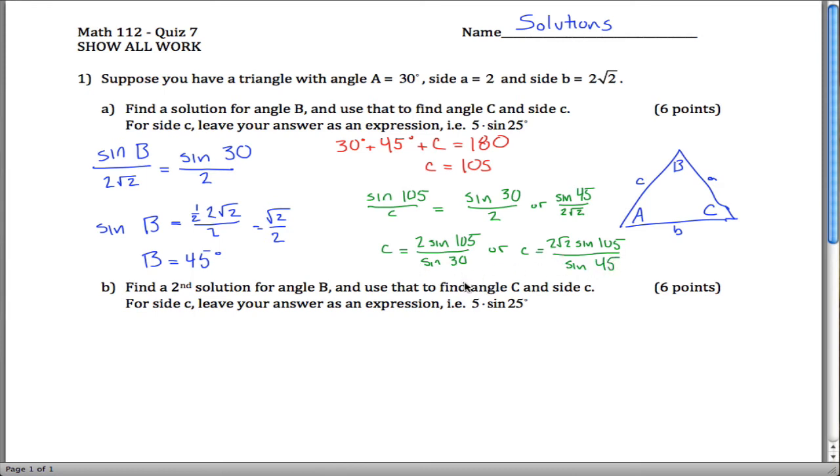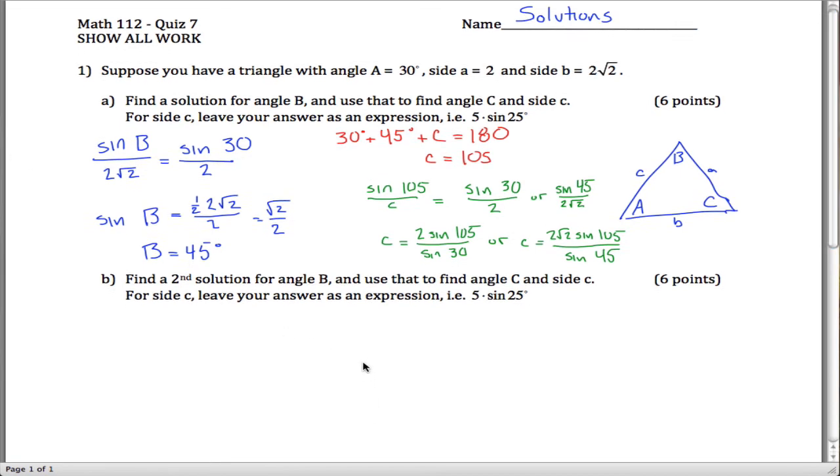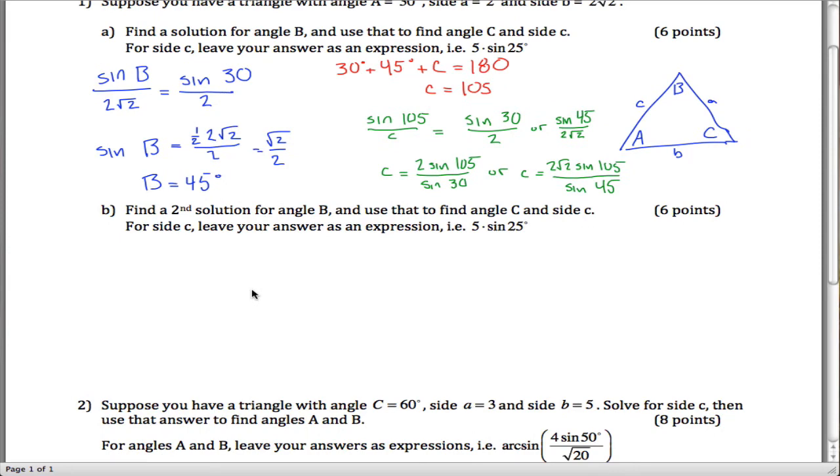So either of these are correct for, what is this, side C? Angle C, 105 degrees, angle B, 45 degrees. Okay, that's all part A, kind of long quiz. Part B says, do all that stuff again, except now find a second solution for angle B.